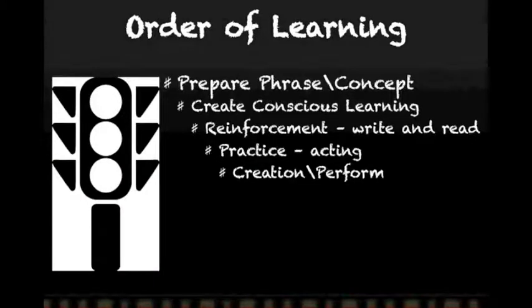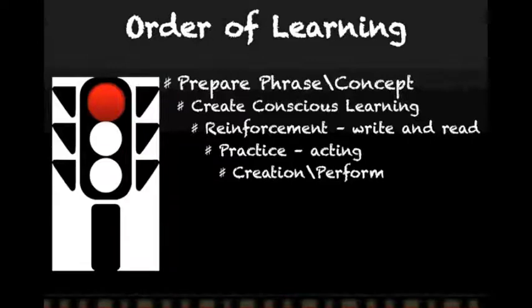Kodaly has 5 main steps when teaching melodic content or any musical content at all. I have compared these 5 steps to a stoplight because of how much activity the children are doing while learning. The first 2 steps are red light learning, as in they are not being active other than listening and thinking. You start by preparing a phrase or concept through listening or showing the students what they are going to learn. Then you create an environment of conscious learning in the kids, explaining and exploring the concept that you are going to teach to them.